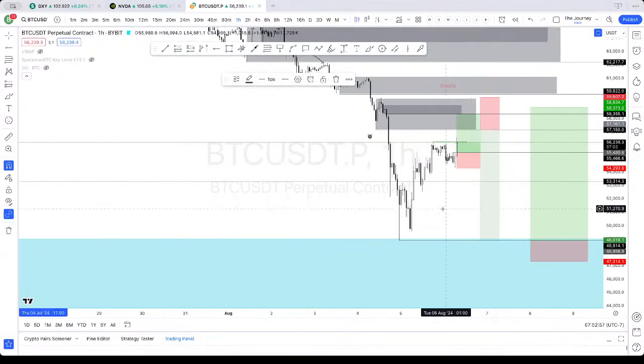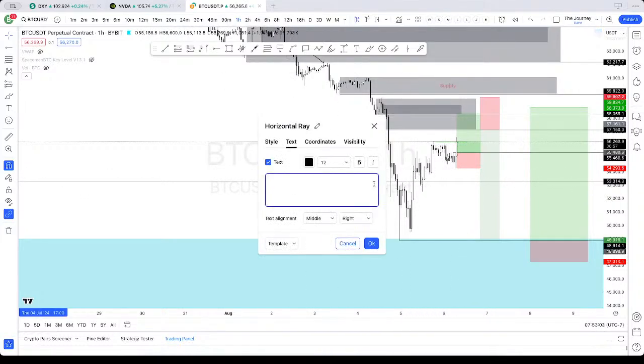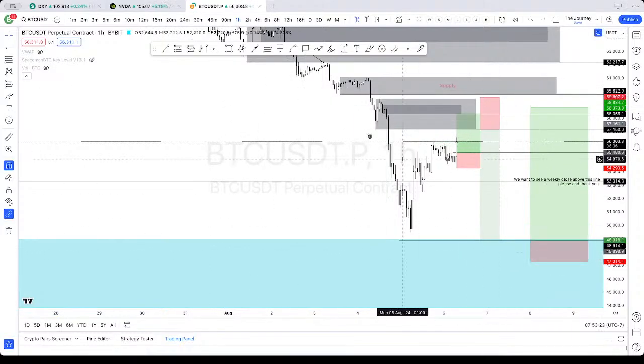Let's see this. I was about to delete this line because I was like, "What is it doing?" That's already been mitigated. Why is that on my chart? Let's put a label on here. We want to see a weekly close above this line. There we go. Now I know I have that line on my chart. All right.